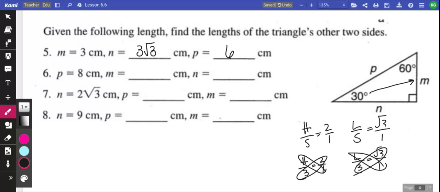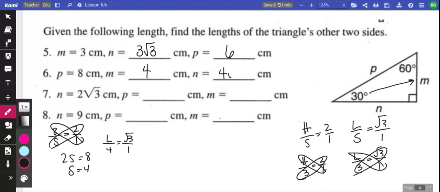On number 6, it tells me that the long leg is 8. So I set up long leg over short leg equals 2 over 1. So that would give me 2s equals 8. So s is 4. Then I know that the long leg over 4 equals square root of 3 over 1. So the long leg is 4 square root of 3.